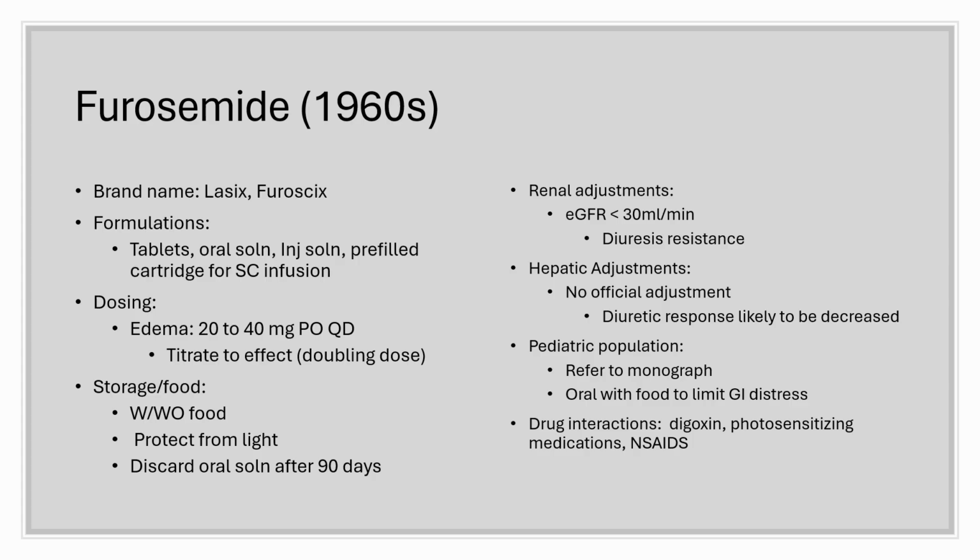For edema, its initial oral dose is 20 to 40 milligrams once a day and is titrated based on the patient's response. If further diuresis is needed, doubling the dose is often more effective than increasing the frequency. It's important to protect furosemide from light to prevent degradation. For patients with an eGFR of less than 30 or patients with impaired hepatic function, its diuretic response may be decreased. Its drug interactions include digoxin, photosensitizing medications, NSAIDs, and sucralfate.